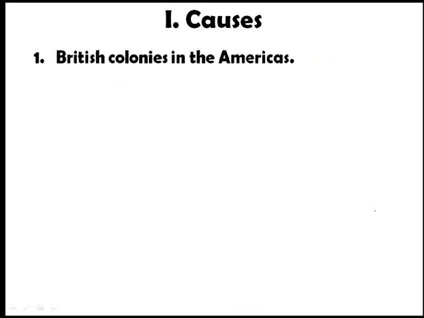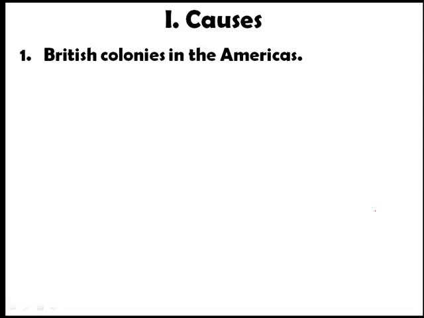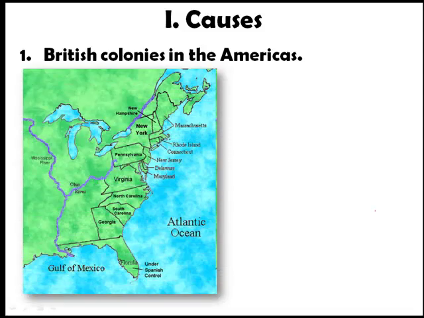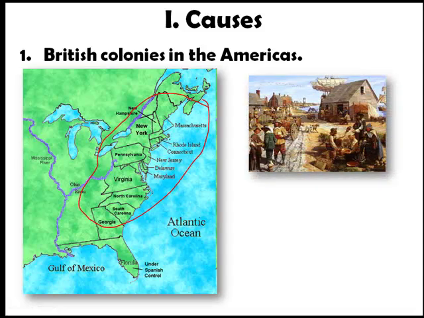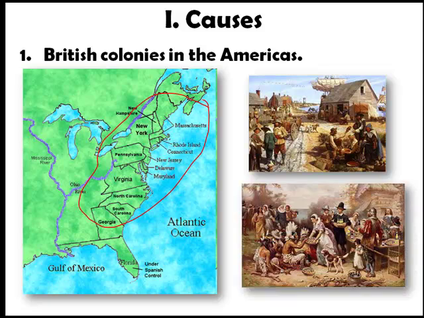Now, the causes here of the American Revolution, one of which was the British colonies in the Americas. And by the colonies, we're talking about the 13 colonies here that the British had established prior to this revolution. So these colonies here, of course, afforded the British with a variety of goods and products and also cultural exchanges with the natives. Sometimes there were positive interactions as well as some negative interactions between them.